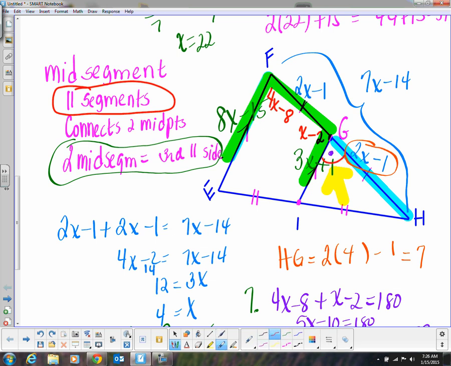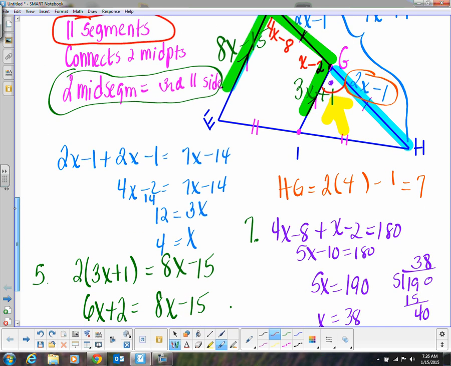I need this. I could use 4x minus 8 because that angle and this angle are corresponding, therefore they are congruent. How would you use this angle with this one? What if you knew this angle, what would you have to do? Subtract from 180 because that is a supplementary relationship.